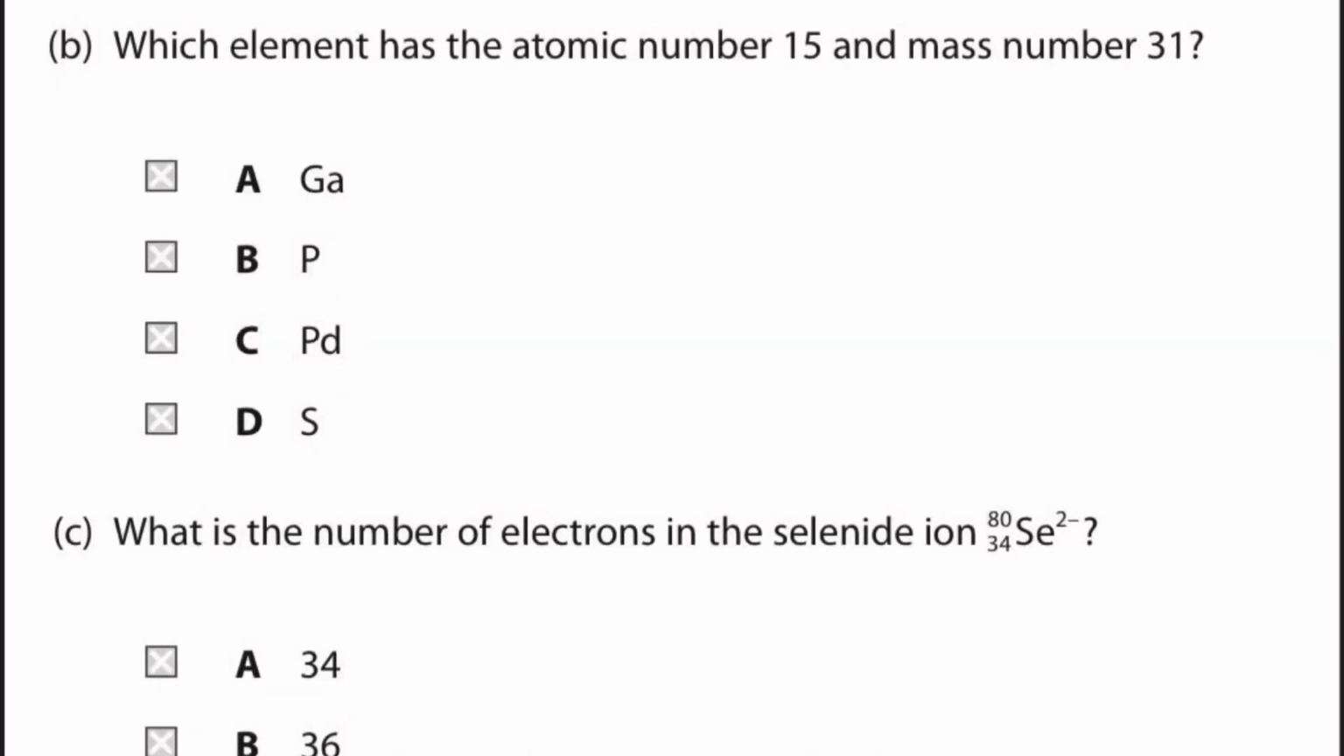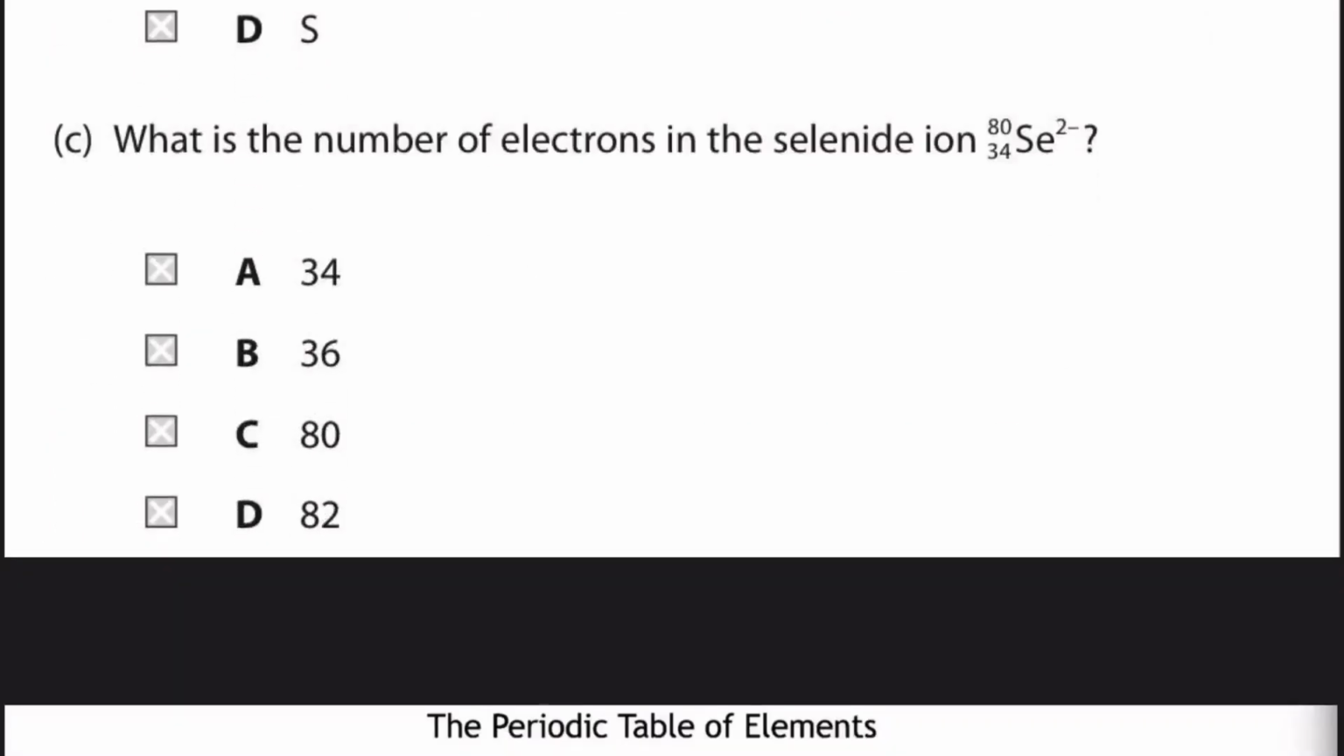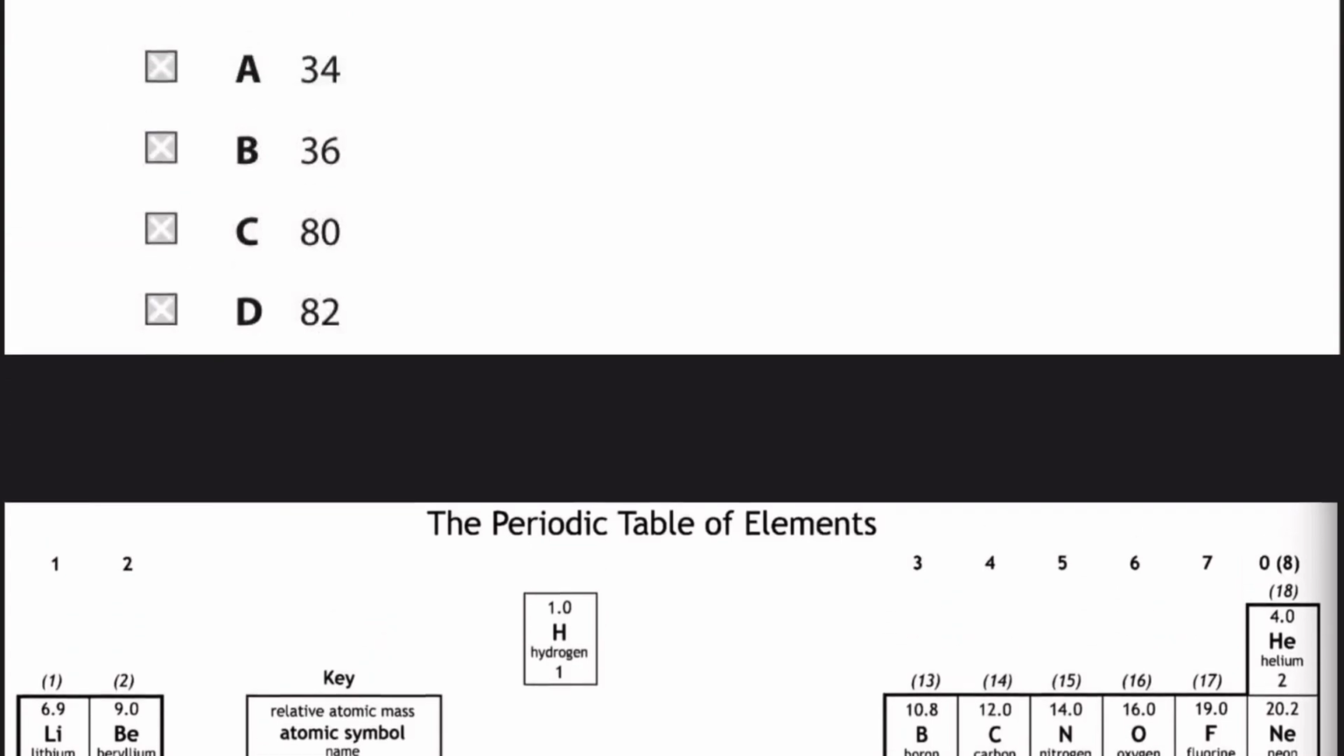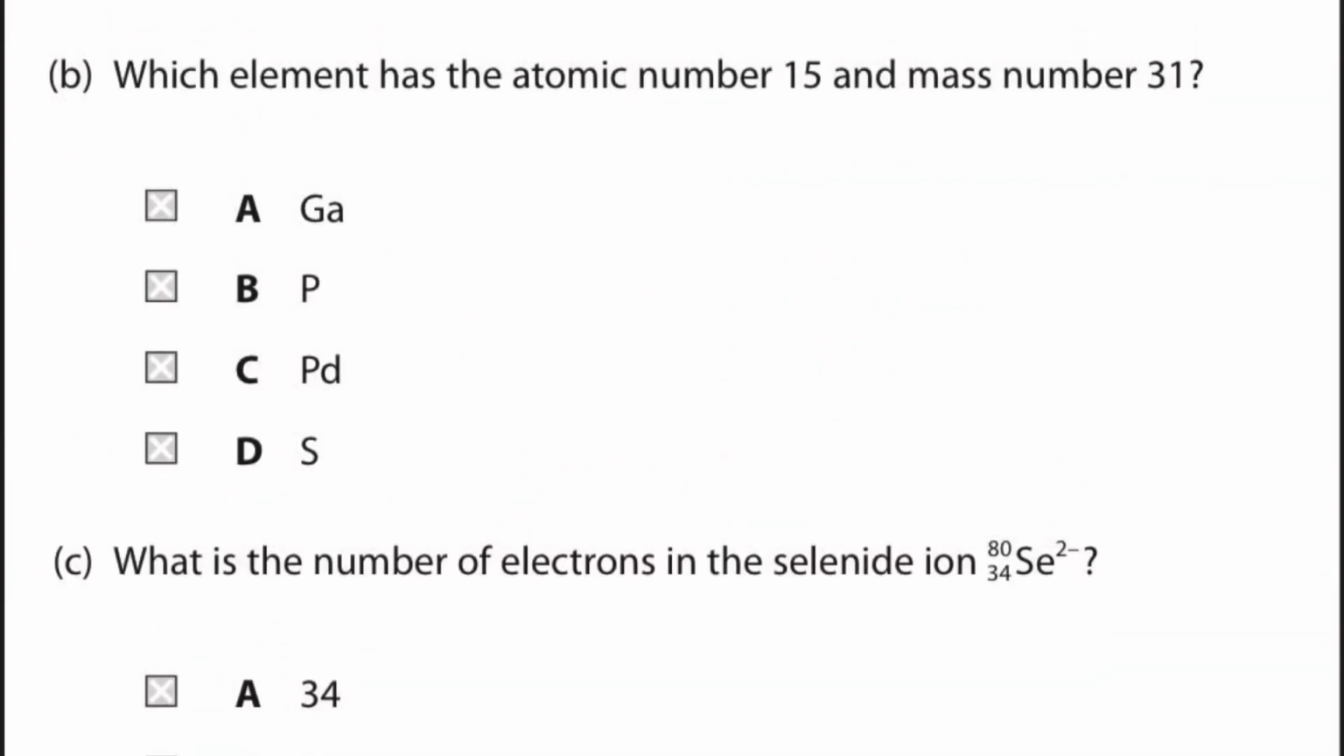Question B: which element has atomic number 15 and mass number 31? Another common mistake: the mass number doesn't tell you which element it is. The atomic number tells you what it is, because the atomic number is the identity of the element. Atomic number 15 belongs to phosphorus. We can refer to the periodic table for this, which is phosphorus. Its symbol is P. So the correct answer is option B. So if you are asked to identify an element, always look at the atomic number first.